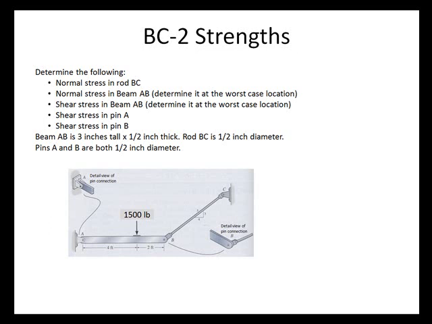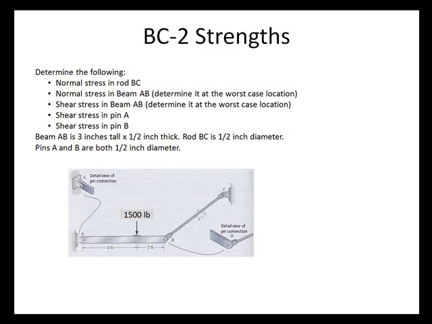For class assignment number 2, we're reviewing strength of materials. I'd like you to determine the normal stress in the rod BC, also the normal stress in beam AB, and figure out the worst case location. Determine the shear stress in beam AB for the worst case location, the shear stress in pin A, and the shear stress in pin B.